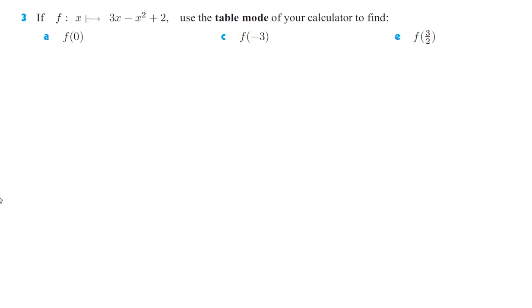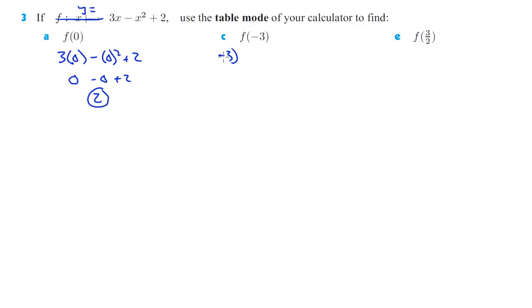Okay? Let's see, let's do 3 here. Y equals 3x minus x squared plus 2. Use the table mode of your calculator to find. You can if you want. Probably a little bit more work than what you need to, so I'm just going to keep plugging this in. I think it's a little bit easier, so it's a little bit faster. 3 times 0 minus 0 squared plus 2. So that's going to be 3 times 0 is 0. 0 squared is 0 plus 2 gives us 2 here, right?